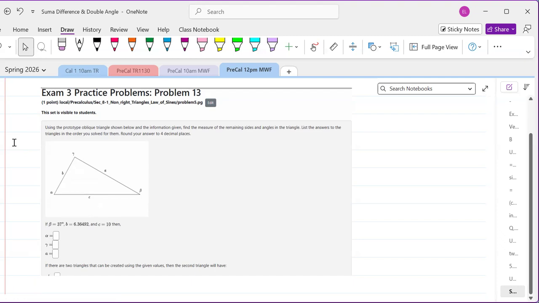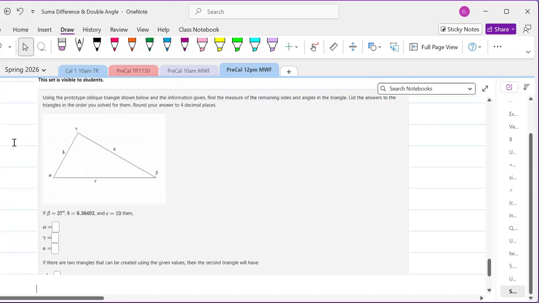Now, I don't give you the triangle drawings. You are going to have to draw the triangle yourself. Make sure you get the information in the right spots. So we're just going to work on the setup here and what the first calculation would look like.